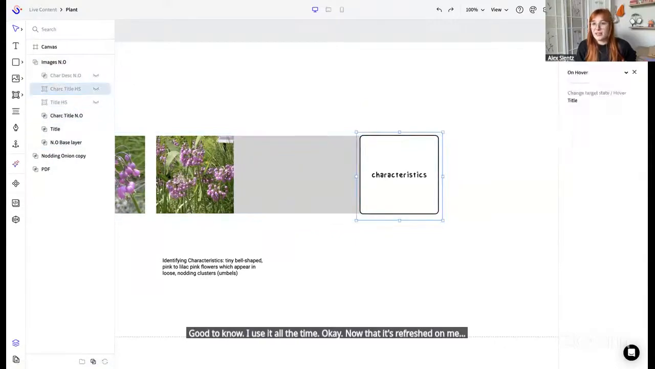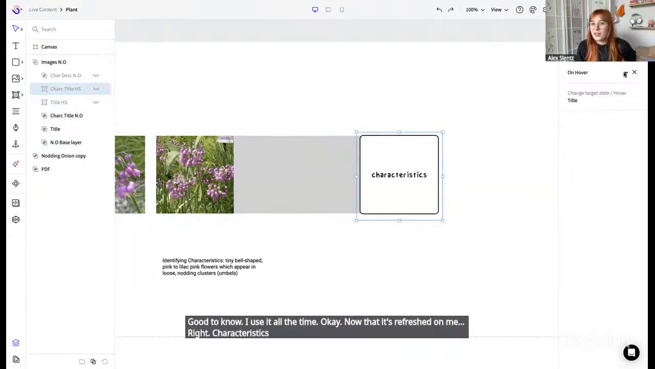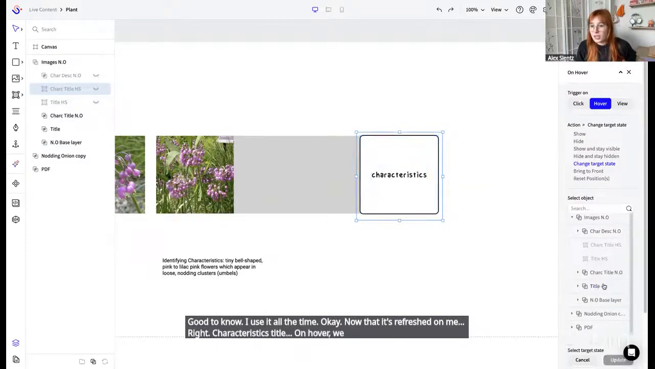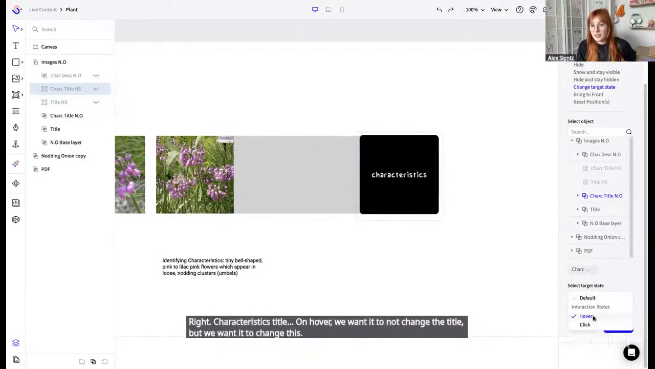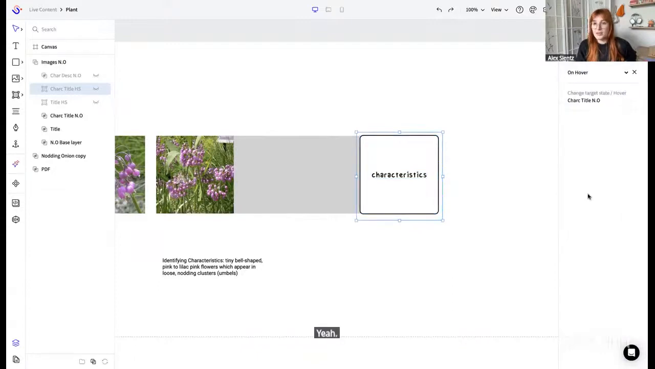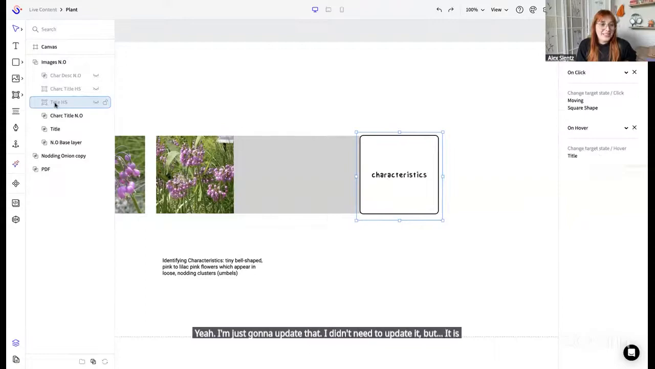All right. Characteristics title. On hover, we want it to not change the title, but we want it to change this. Yeah. I'm just going to update that. I didn't need to update it, but it is what it is.